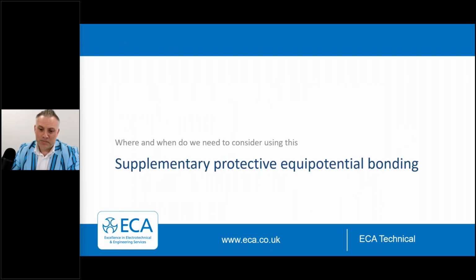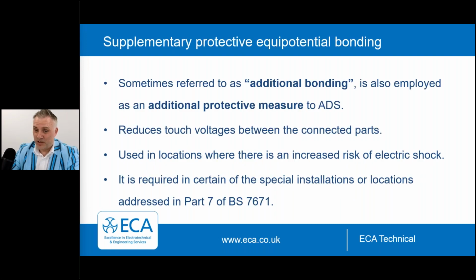Supplementary protective equipotential bonding. Now, this is often known as additional bonding, so an additional protective measure to ADS. Additional protection can be supplementary bonding, and we saw this in the 15th and 16th editions of the wiring regulations, or it can be the use of 30 milliamp RCDs. As we're not talking about RCDs today, we'll just stick to the bonding, so the green and yellow. Its role is to reduce the touch voltages between accessible conductive parts.